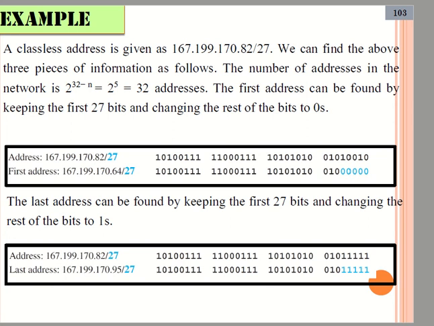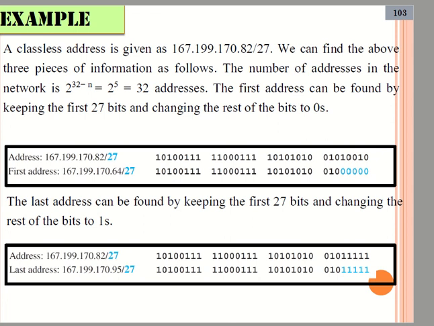it is 167.199.170.95. There is a small mistake here; the last octet has to be 01010010. So we make the last 5 bits equal to 1 in order to generate the last address. So the last address we get is 167.199.170.95/27.